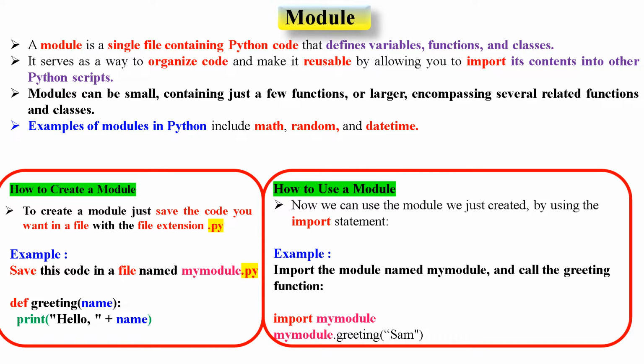Now look at the right side box. How to use a module. Now we can use the module we just created by using the import statement. Example: import the module named mymodule and call the greeting function. import mymodule. mymodule.greeting("Sam"). There are several built-in modules in Python, which you can import whenever you like.